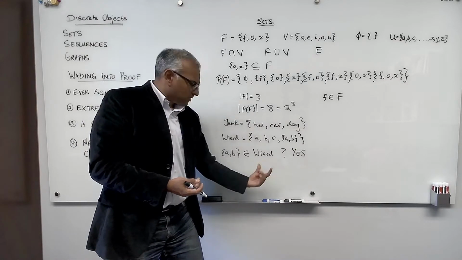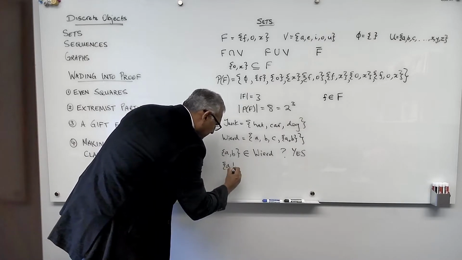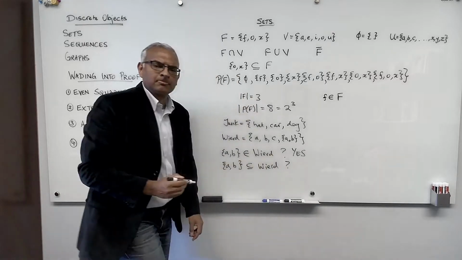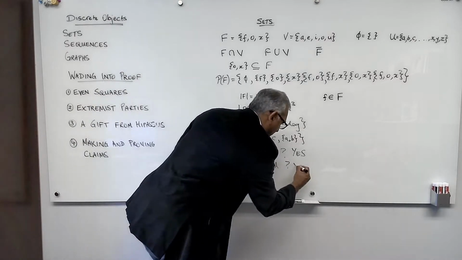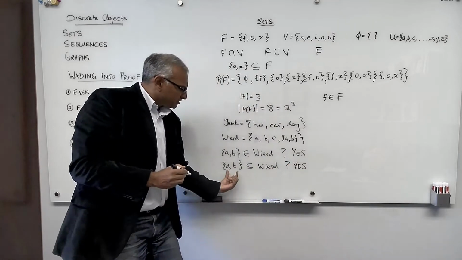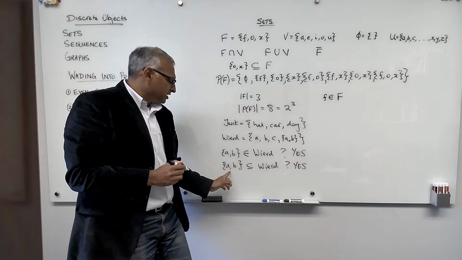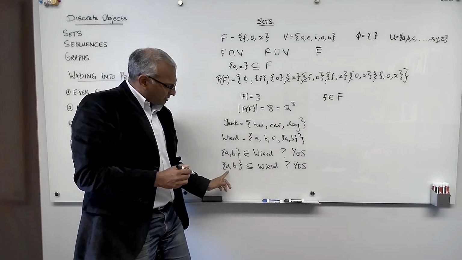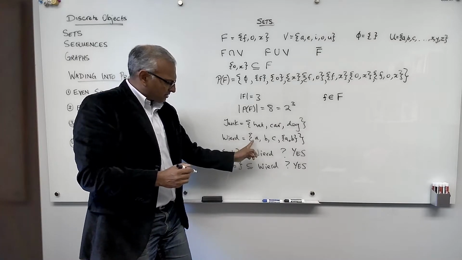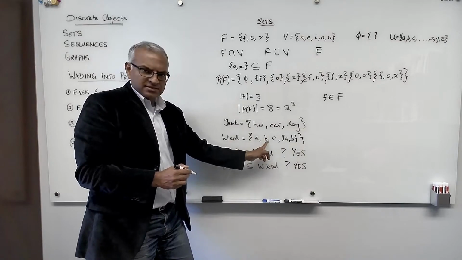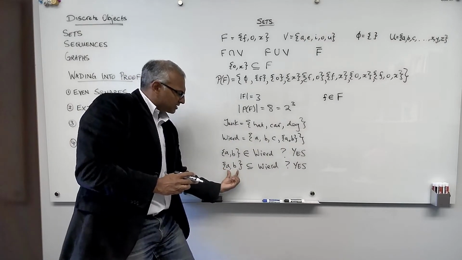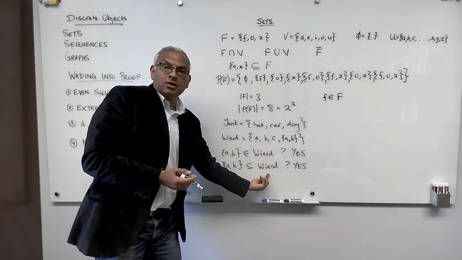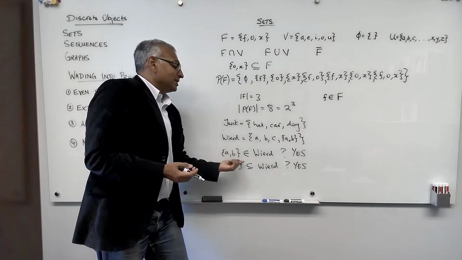But now, is {A, B} a subset of weird? And the answer here is also yes. Because look, what does it mean to be a subset? Well, everything in here should be in the set weird. Let's look at what's in here. A is in this set, and is it in weird? Yes. B is in the set. Is it in weird? Yes. So everything that's in the set is in weird, and therefore it's a subset. So it's possible for a set to be a subset of weird and also a set to be in weird.